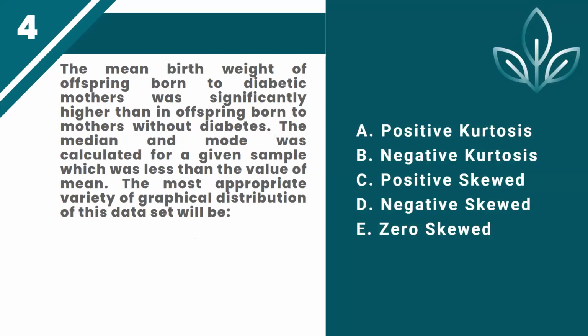The mean birth weight of offspring born to diabetic mothers was significantly higher than offspring born to mothers without diabetes. The median and mode were calculated for a given sample, which are less than the value of the mean. The most appropriate graphical distribution of this data set will be: A, positive kurtosis; B, negative kurtosis; C, positive skewed; D, negative skewed; and E, zero skewed.